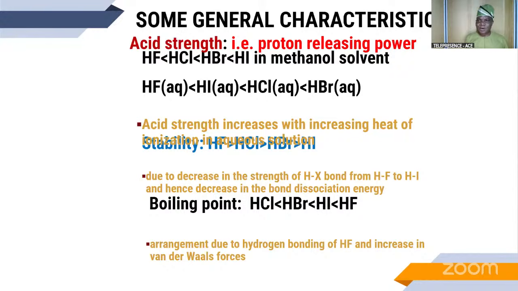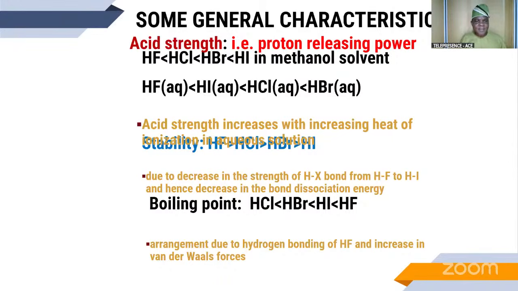Some general characteristics of halogen acids. The acidic strength, that is, proton releasing power. What is an acid? By definition, an acid is a proton donor. So an acid is any substance that has the capacity to release a proton. While a base will accept a proton. So the acidic strength of these HX acids follows the trend as explained.